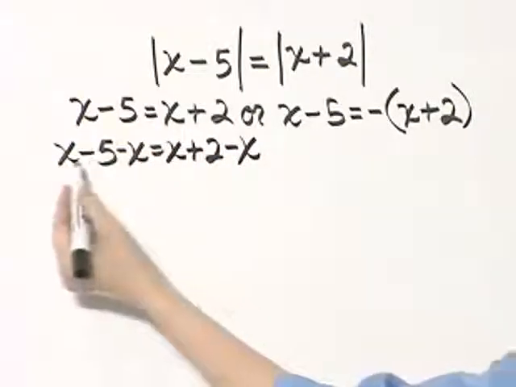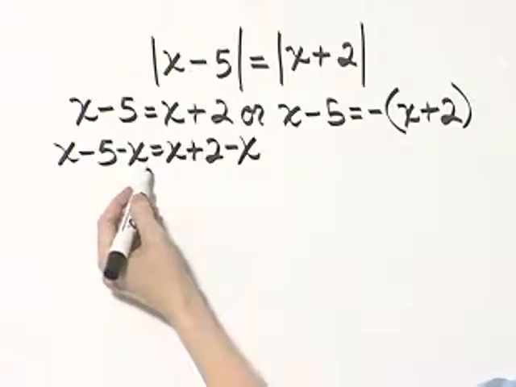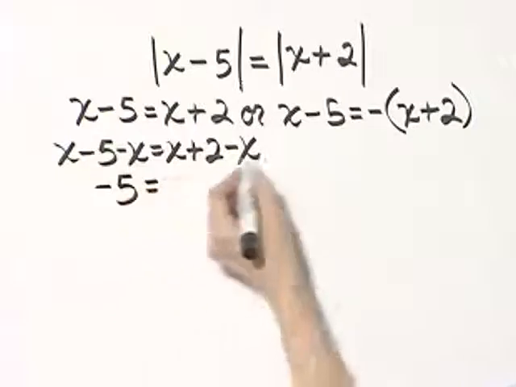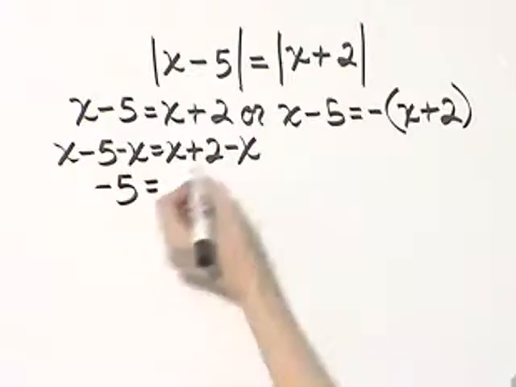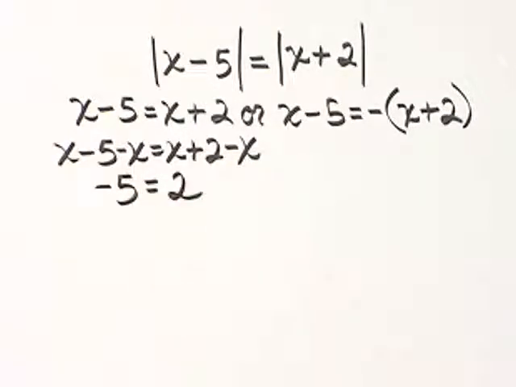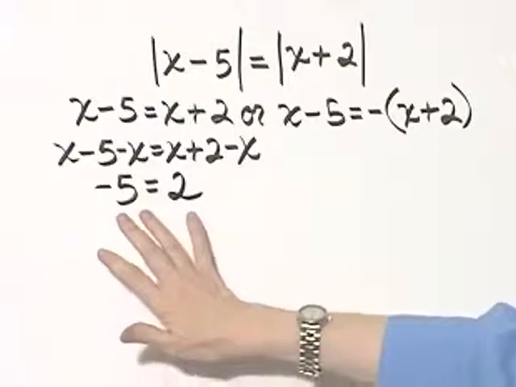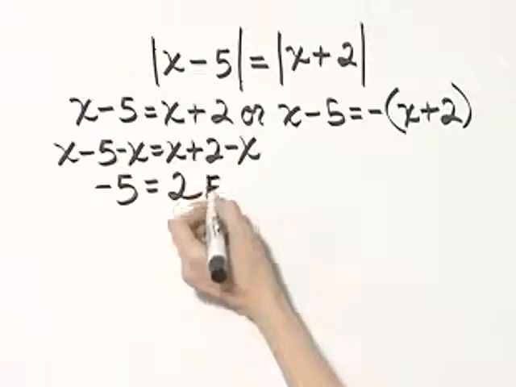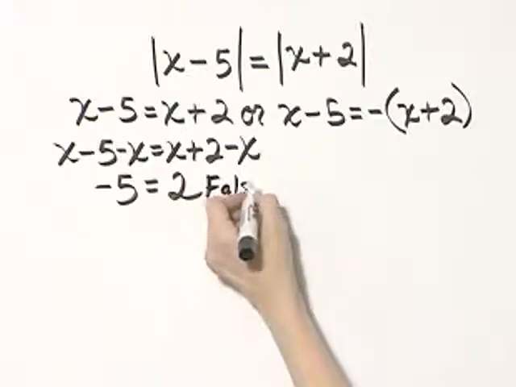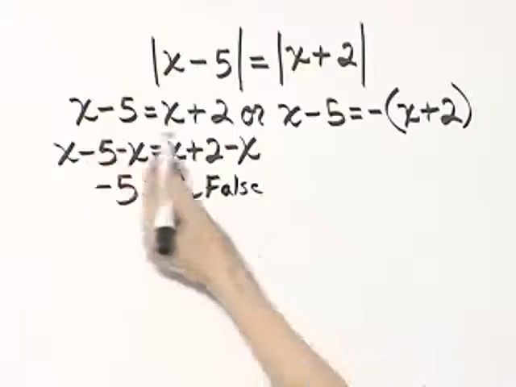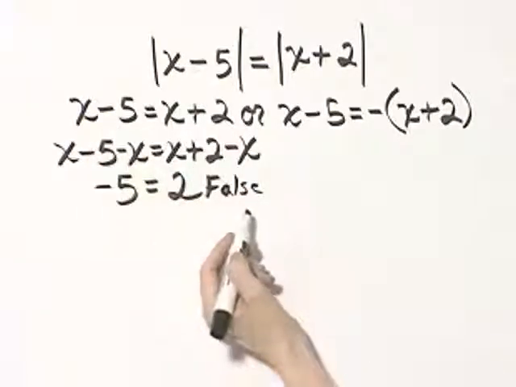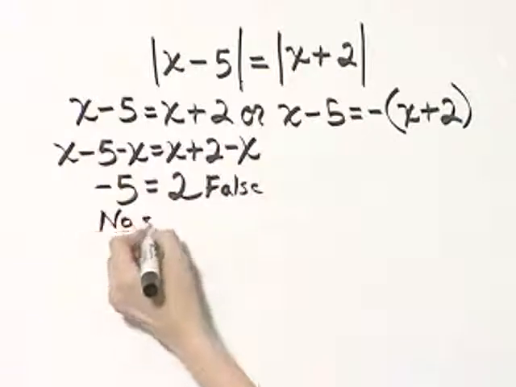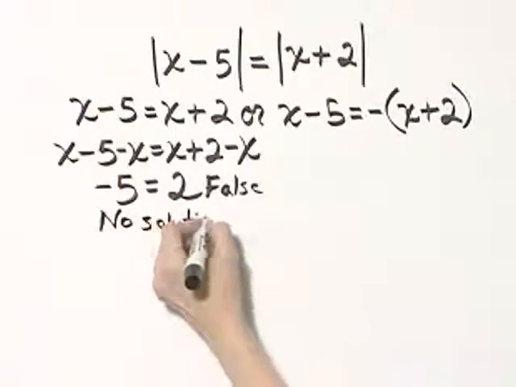And watch what happens. x minus x, that's 0x or 0, and I have negative 5 is equal to, notice the x's subtract out again, is equal to 2. Now what happens when all variables subtract out and you have a false statement? Negative 5 is equal to 2, that is a false statement. That means the original equation here has no solution. So this equation gives us no solution so far.